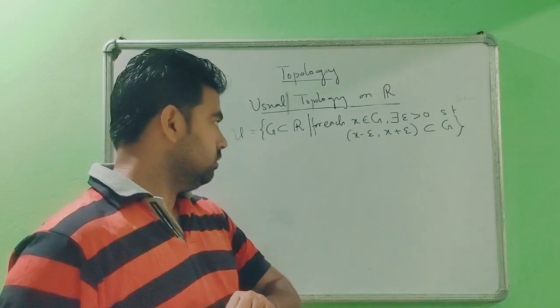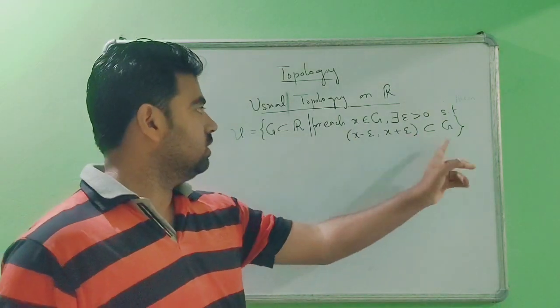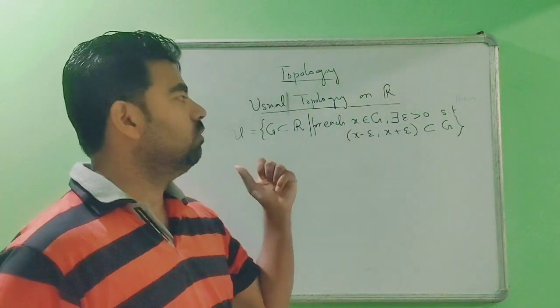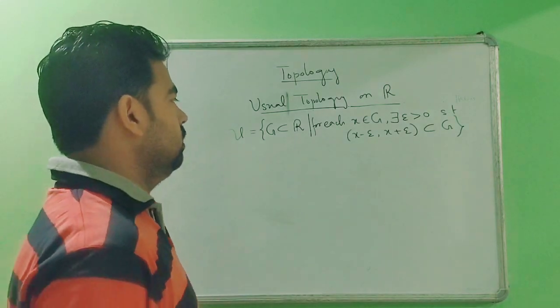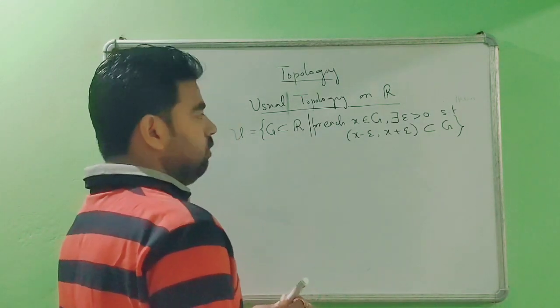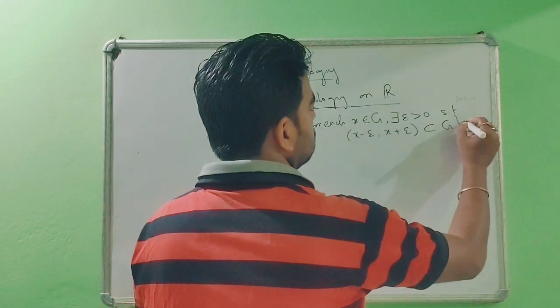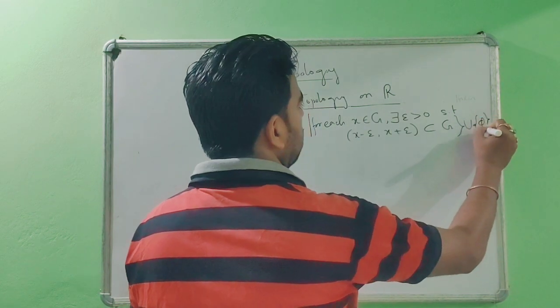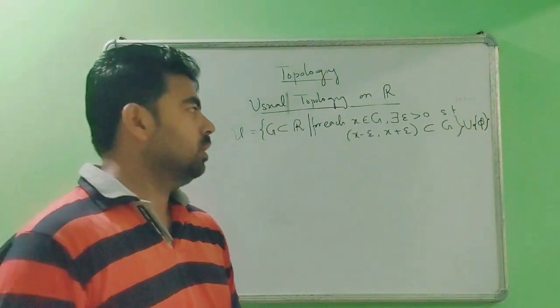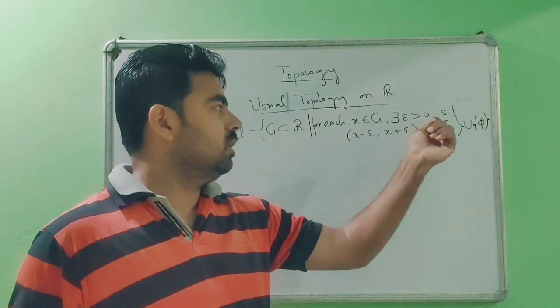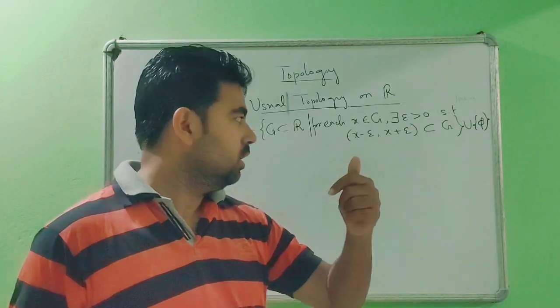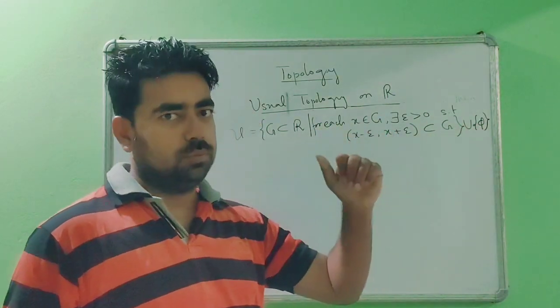Ignore the background sound. So this is a collection. This collection forms a topology, but it will form a topology if you consider this union of all. Okay, you have to consider this empty set because empty set contains no point. So showing this condition is impossible.